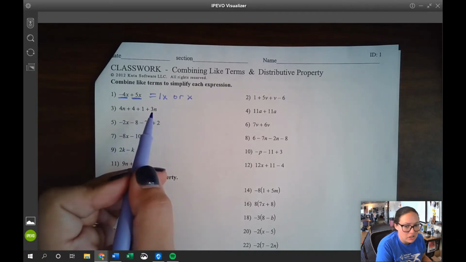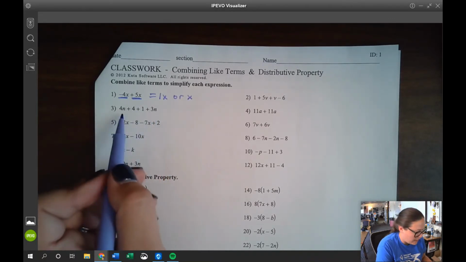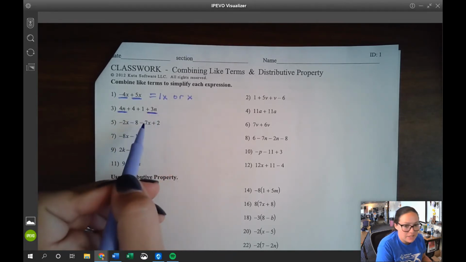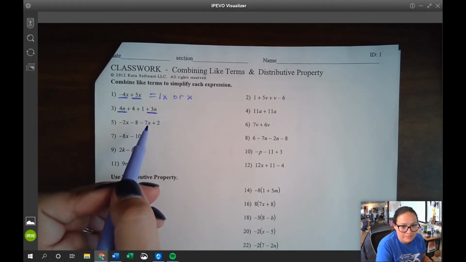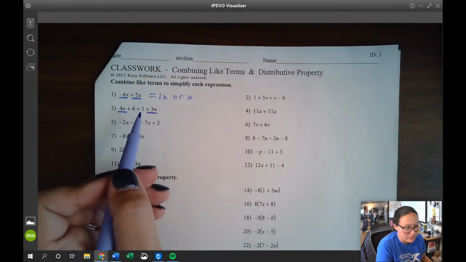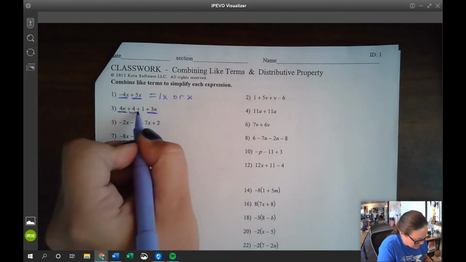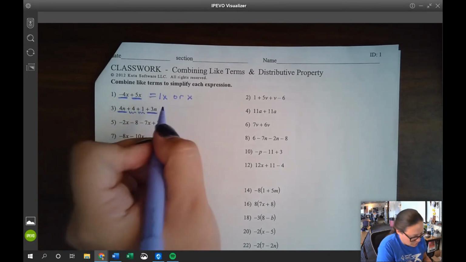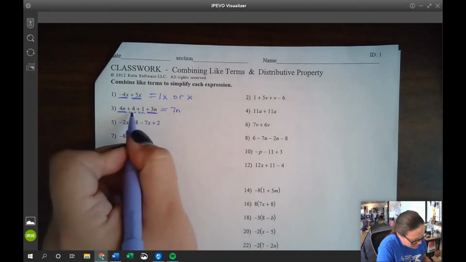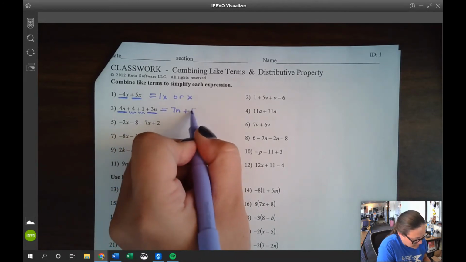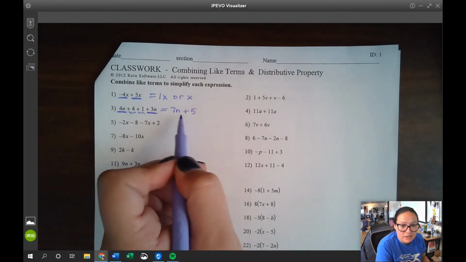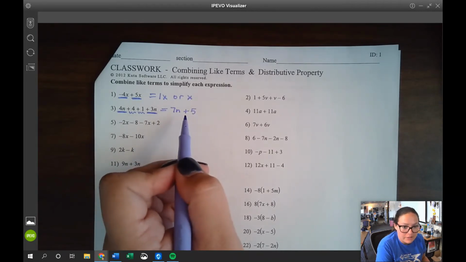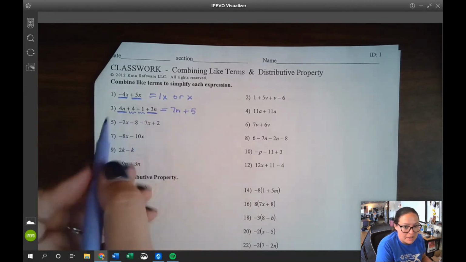I can't add all of these together because they don't all have n's. So I have this 4n, and the only other one I can add it to is the 3n, because these ones don't have variables. So these ones I can add together, but not with the n's. So I can do 4n plus 3n and make that 7n, and 4 plus 1 gives me 5. And that's it. I can't add those together. That doesn't become 12 or 12n. Those can't go together. Okay, let's keep rolling.